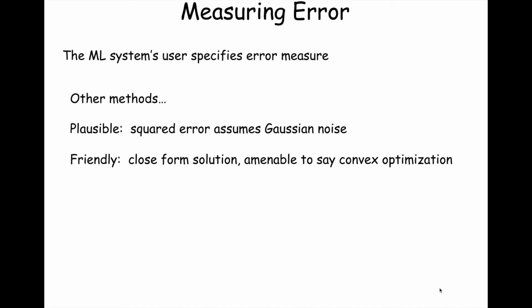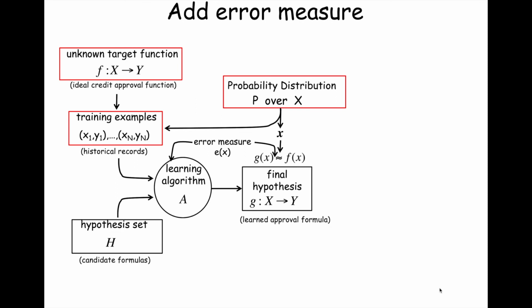Okay. So let's now augment our diagram that we've been working with pertaining to the architecture or anatomy of a learner. We had the original pieces that you have no control over, the unknown target function. We had the training examples, and we also have the probability distribution over your features. And it's the same distribution that gives you your training examples that also gives you your out-of-sample points.